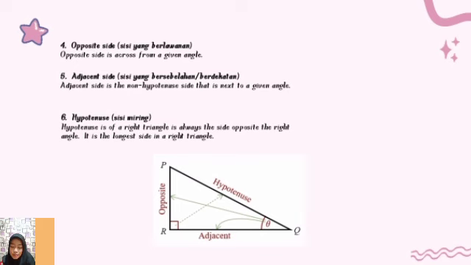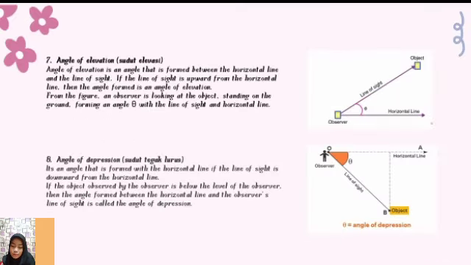Next, there is angle of elevation, or sudut elevasi in Bahasa. Angle of elevation is an angle that is formed between the horizontal line and the line of sight. If the line of sight is upward from the horizontal line, then the angle formed is an angle of elevation. We can see in this picture, an observer is looking at the object standing on the ground, forming an angle theta with the line of sight and horizontal line.